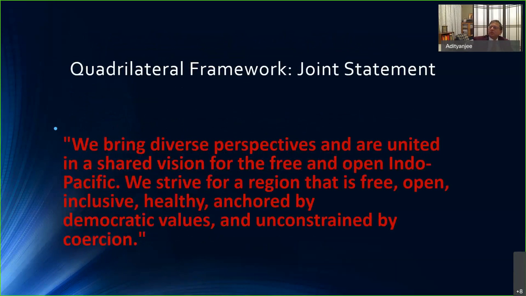So this is from the joint statement at the end of the summit. We bring diverse perspectives and are united in a shared vision for a free and open Indo-Pacific. We strive for a region that is free, open, inclusive, healthy, anchored by democratic values and unconstrained by coercion.